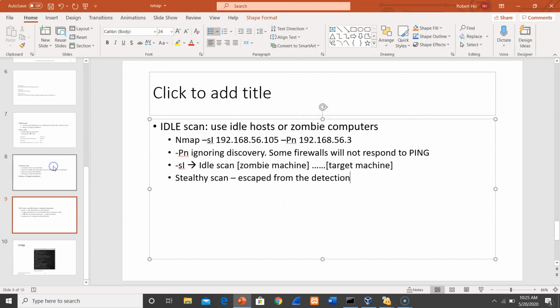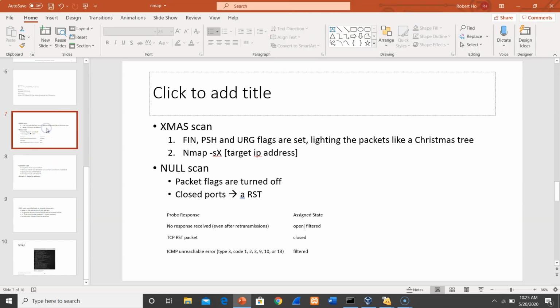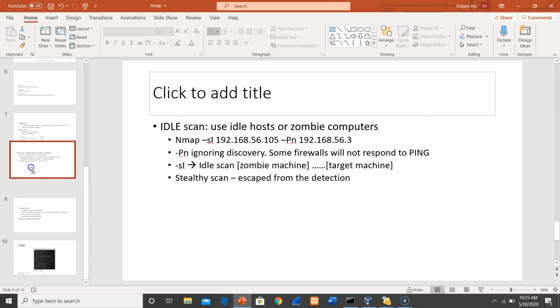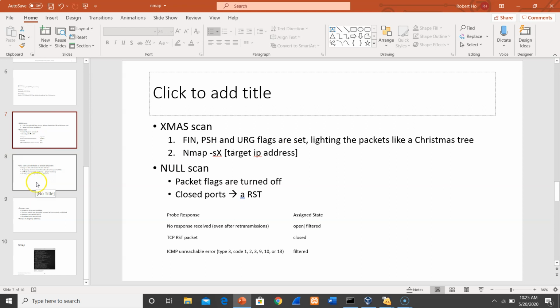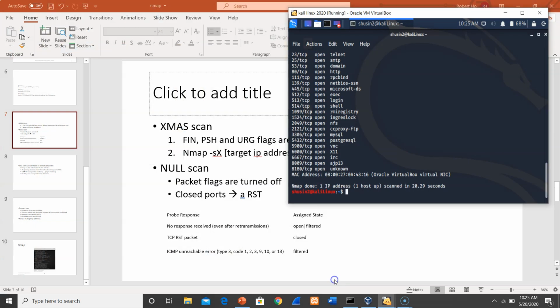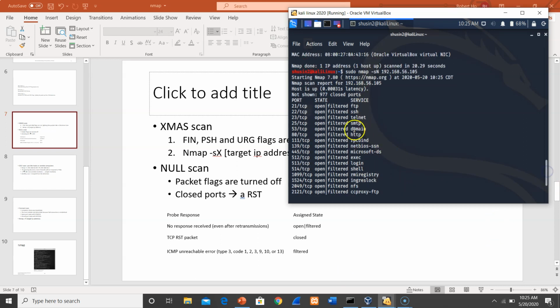All right. So we have a Christmas scan. This is Christmas. I think I'm gonna put this together because this belongs to this one. Christmas, idle, and there is another one called null, right? So let's try the null one. I'm gonna say null scan like this. Okay. They give you the same thing too, right? The probe result 977 closed, and these are open and filtered.